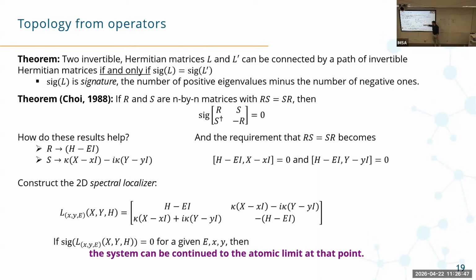I can call this matrix, when I plug these things back into this definition, the spectral localizer in 2D. And so now the statement is, because I know that invertible Hermitians can be path connected if they have the same signature, even if I don't have commuting H, X, and Y to start off with, if I go around looking for my favorite choices of E, X, and Y in my material, and I start scanning this tip around, anytime I find a signature of 0, I'm in a trivial limit. And if I ever find non-zero signatures, then I know I have something topological going on.